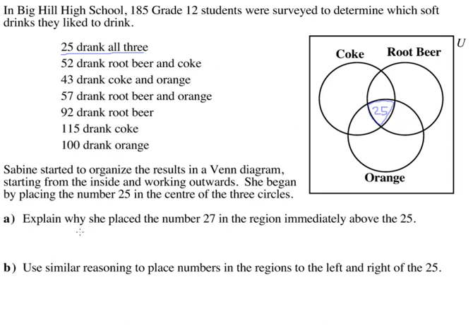Then, why would she put the number 27 in the region right above it? Why would a 27 go right there? Any idea? That's people who drink Coke and root beer, but not orange. Where did 27 come from? There is no 27 on this list. Do you see why? Take a minute.